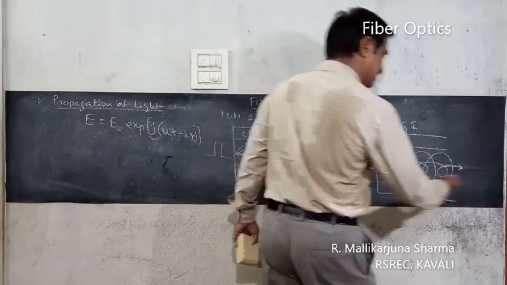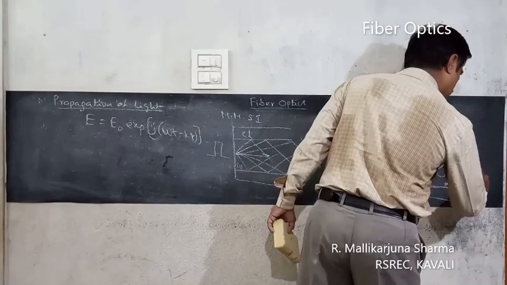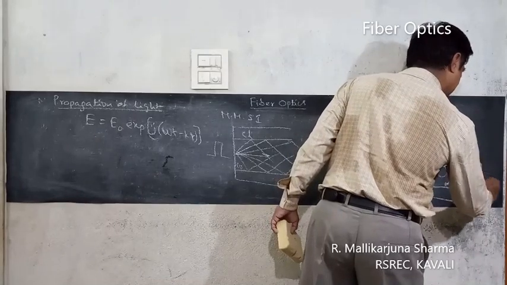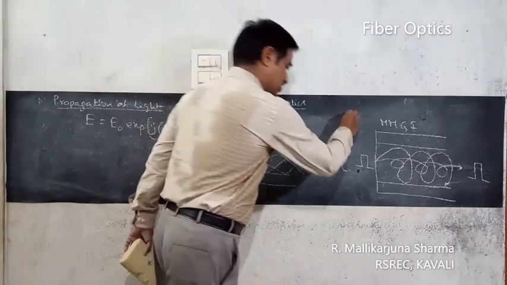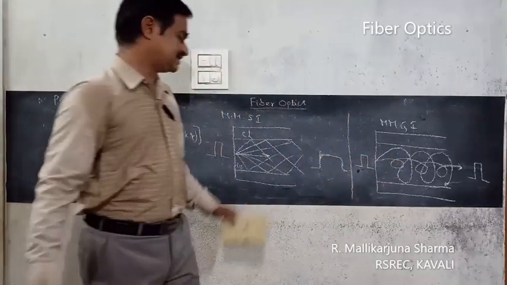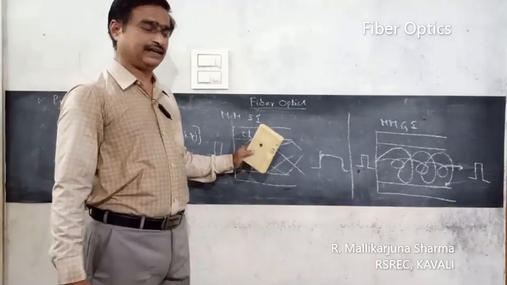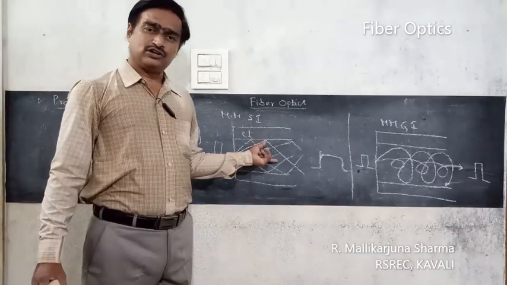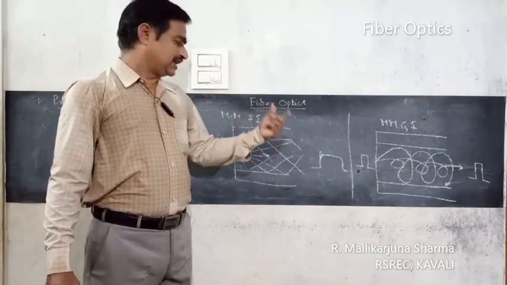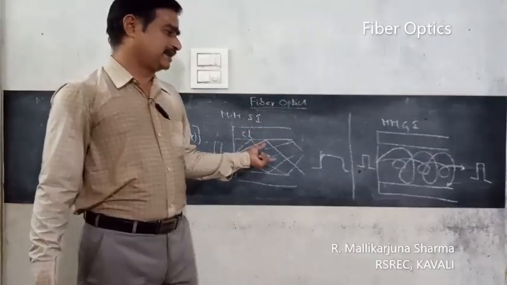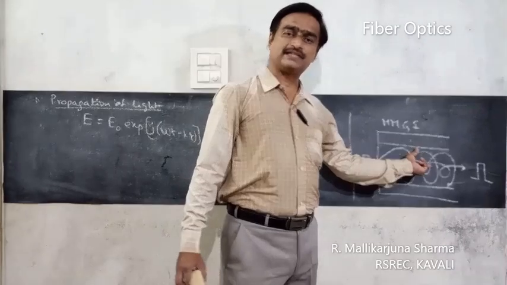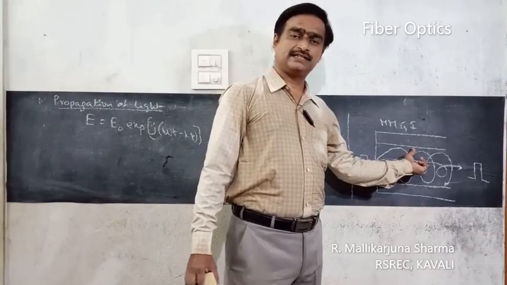If you give a signal of this sort, then we are going to have the same type of signal. There is no signal distortion here. Here there is a signal distortion. Focusing of light takes place here. There is no focusing of light. But if you calculate the numerical aperture value, then we are going to get that value as high for these types of materials. The numerical aperture value for these types of materials is low.